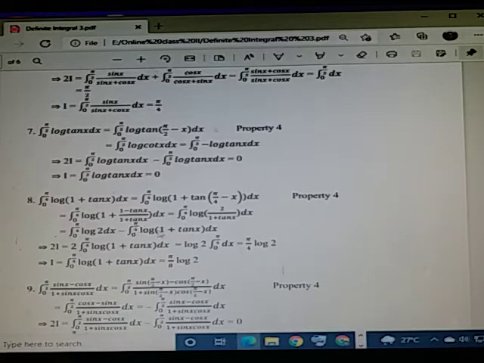So we transfer it to the left hand side. We have 2I is equal to pi by 4 log 2.